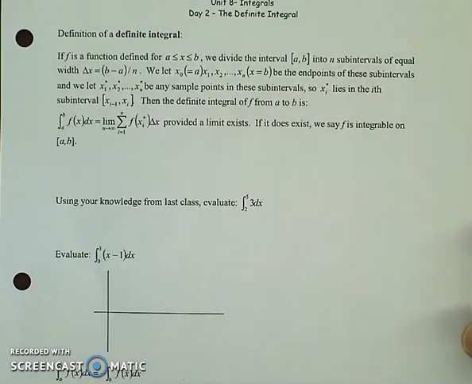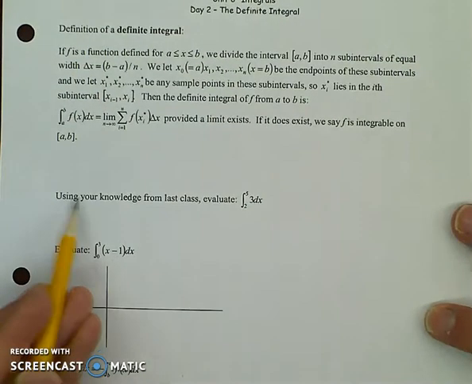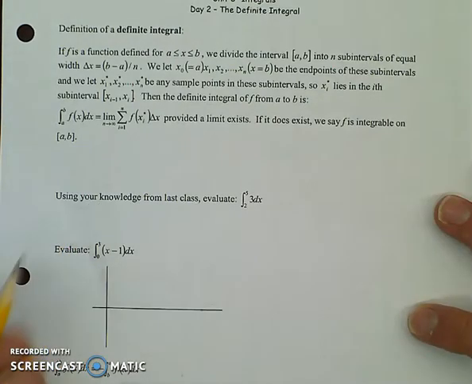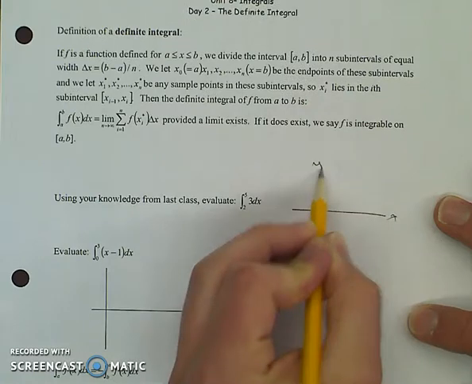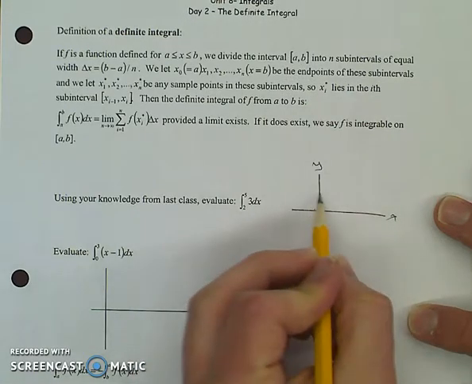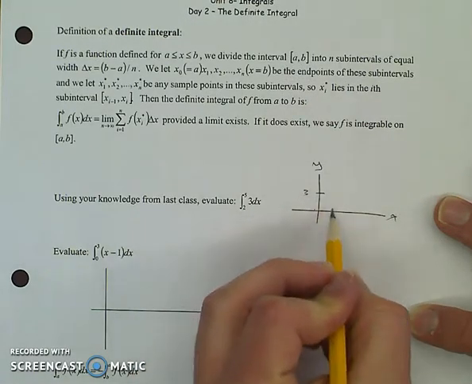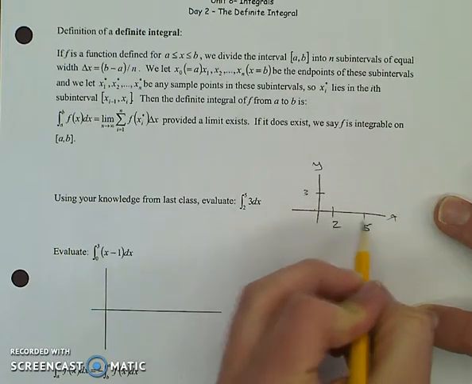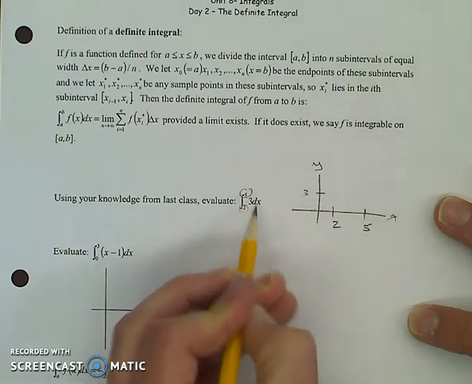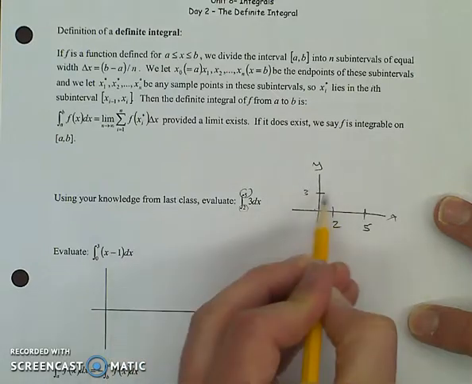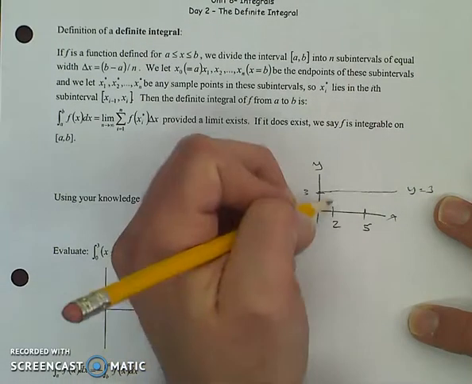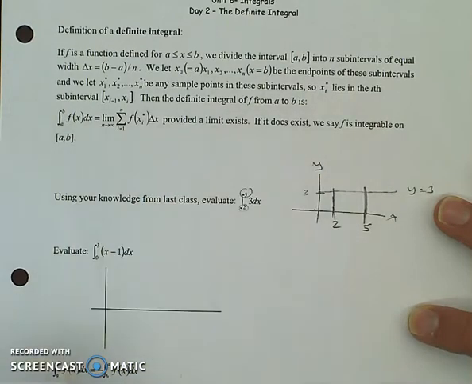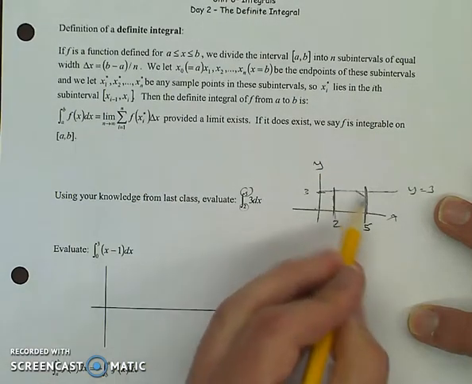So looking at this problem, using your knowledge from last class, evaluate the integral of 3 dx. Well, if we look at an xy axis, we say 3 is there, 2 to 5. So remember that these are your bounds, 2 to 5, of the line y equals 3. And we're looking at this area, so this is a shaded area.